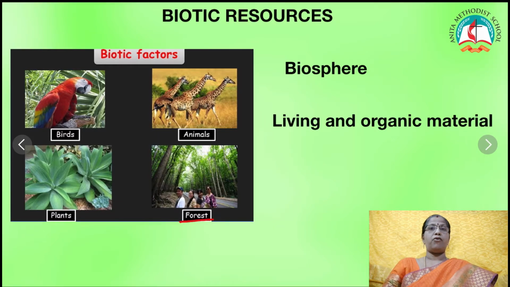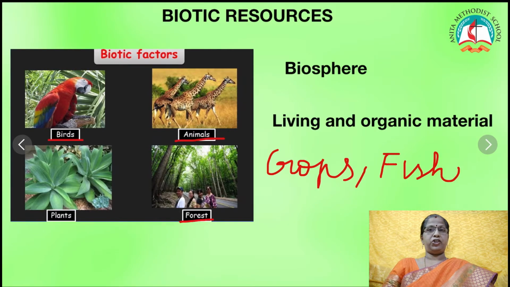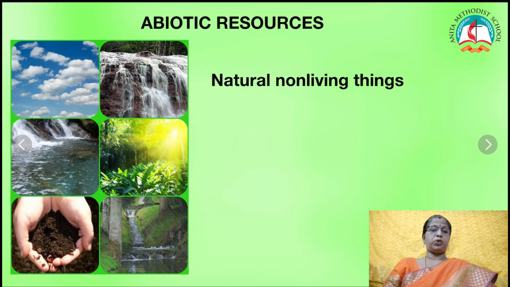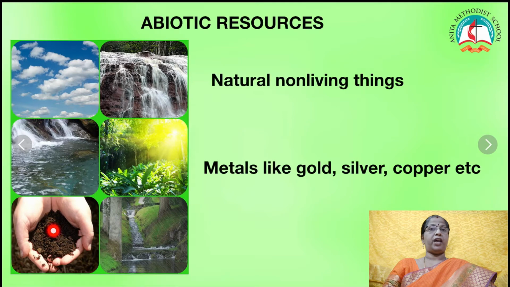Example of this is forest, crops, birds, animals, fishes, man, and the materials obtained from them. What are abiotic resources? Abiotic resources are natural non-living things in the environment. Example of abiotic resources are land, water, air, sunlight, and metals like gold, silver, copper, etc.